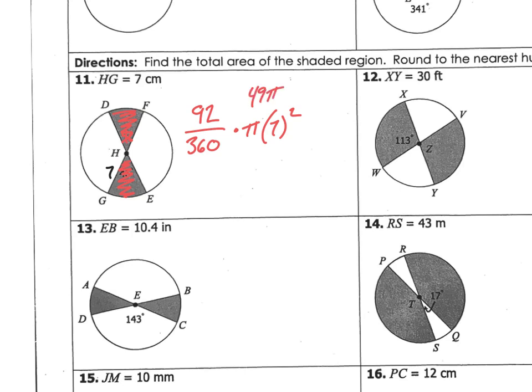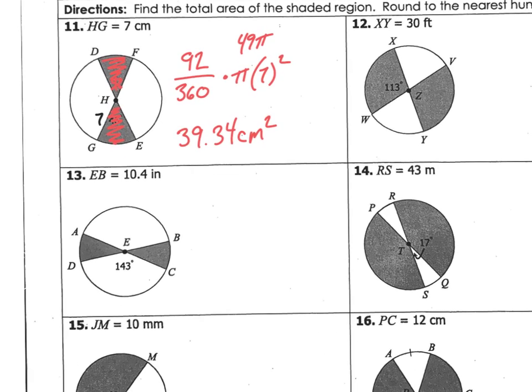Okay, so 92 divided by 360 times 49 pi gives us 39 point. Notice the direction said round to the 100th, so 39.34 centimeters squared. All right, let's try number 13.